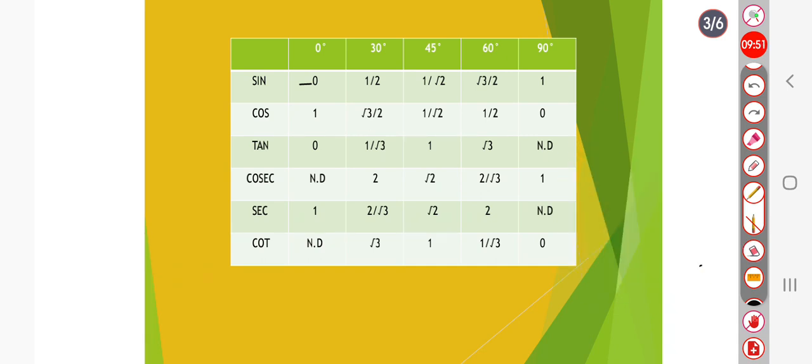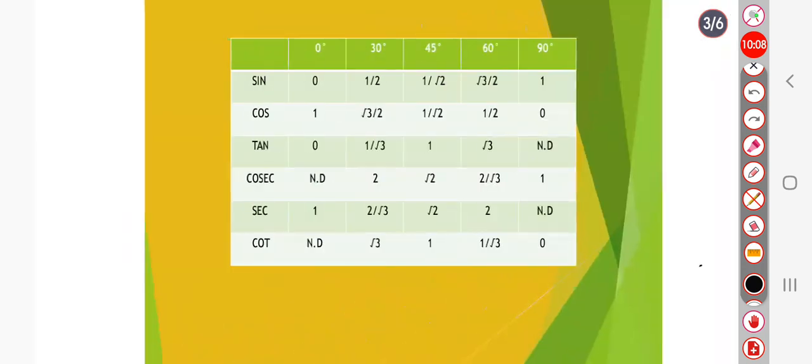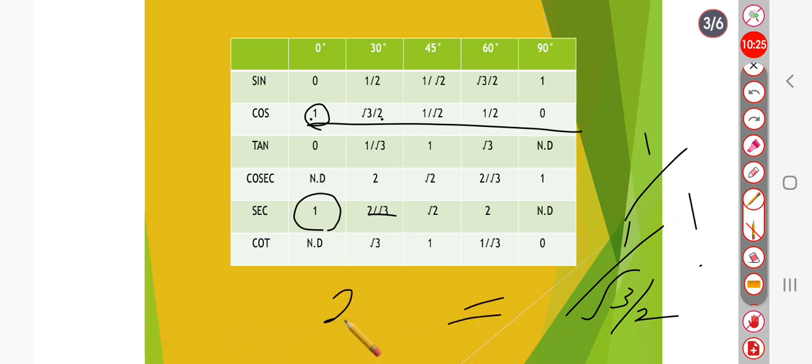Then sine 90 is 1. Again the cosecant 90 will also be 1, because the inverse of 1 is nothing but 1. Similarly for secant, the value of secant is, as I told you here, 1 by cos. Secant is nothing but 1 by cos. Again, inverting the cos values that are present over here, the inverse of 1, that is 1 by 1, is nothing but again 1. So secant 0 is 1. Root 3 by 2 inverse is 2 by root 3.